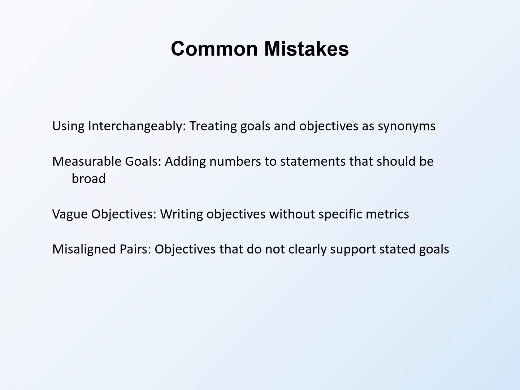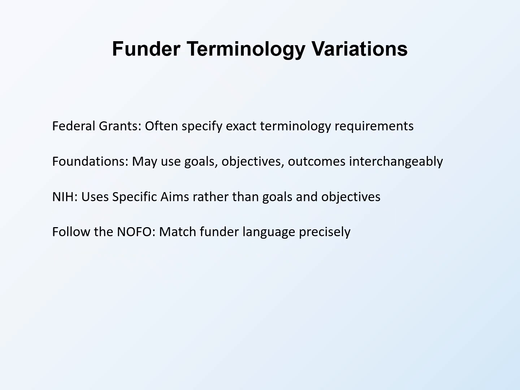Vague objectives lack specific metrics. "We will improve student achievement" is not an objective because it cannot be verified. Without numbers and timelines, objectives are just goals in disguise. Misaligned pairs occur when objectives do not clearly support stated goals. If your goal is about health but your objectives measure economic outcomes, the logic is unclear. Alignment should be obvious.